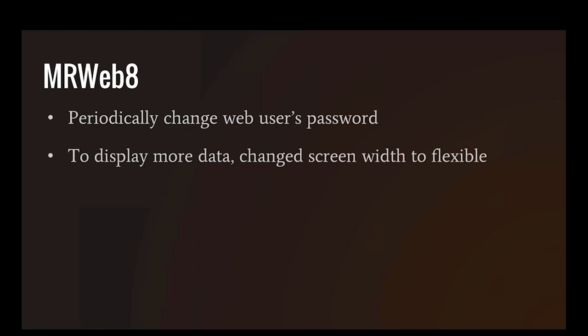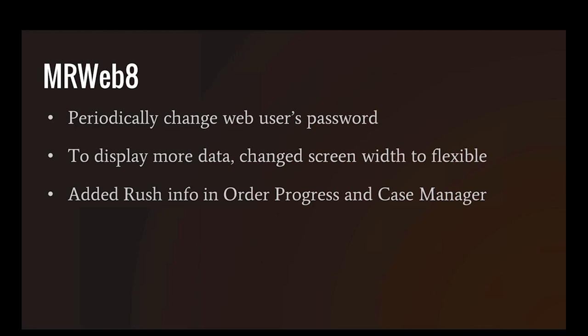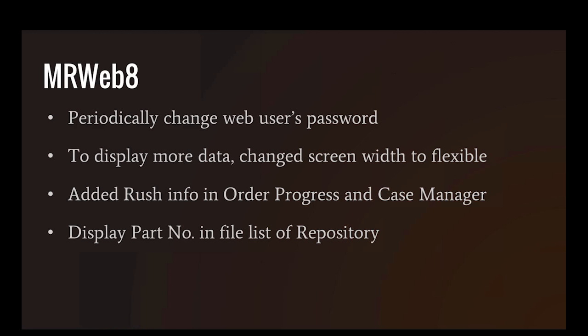Now we'll move on to the MR Web side of things. Added option to periodically change web user's password. To display more data, we changed the screen width to be flexible and added rush information in orders progress and case manager tabs. Displayed the part number in the file list and the repository tab. And lastly here, attorney selection is defaulted to all. So let's take a look at these now.